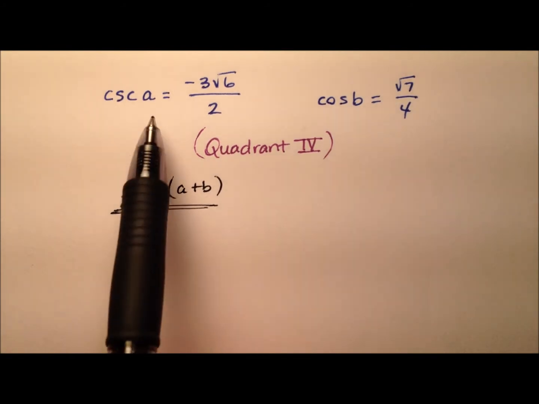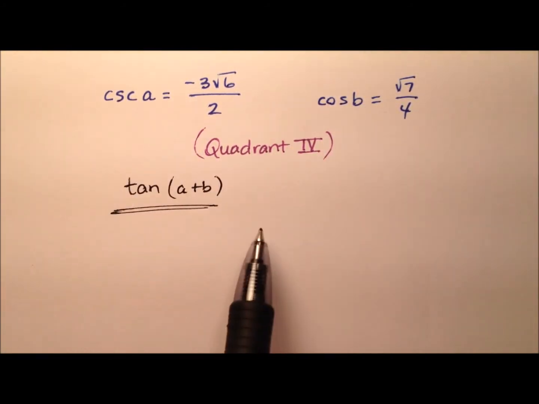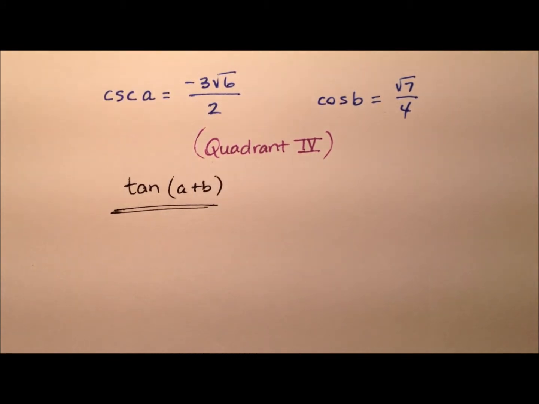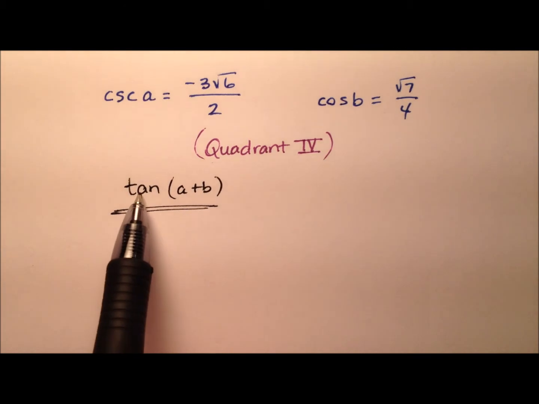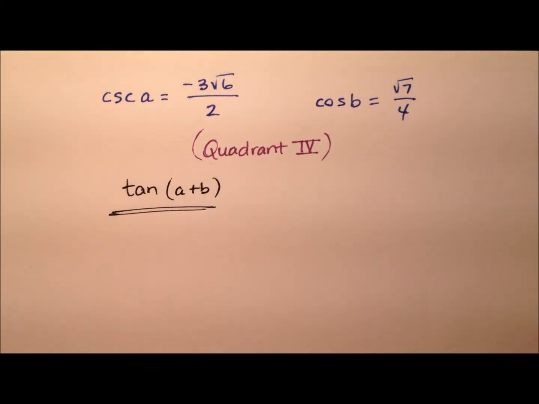In this example, we're given some information about a couple of angles, angle A and angle B, that we know each reside in the fourth quadrant. And we would like to find then the tangent of the sum of these two angles. So if you'd like to try it first, pause the video and do so, and then come on back and we can work it together.